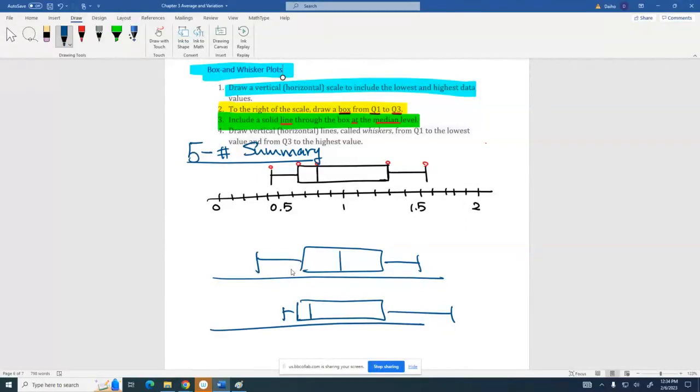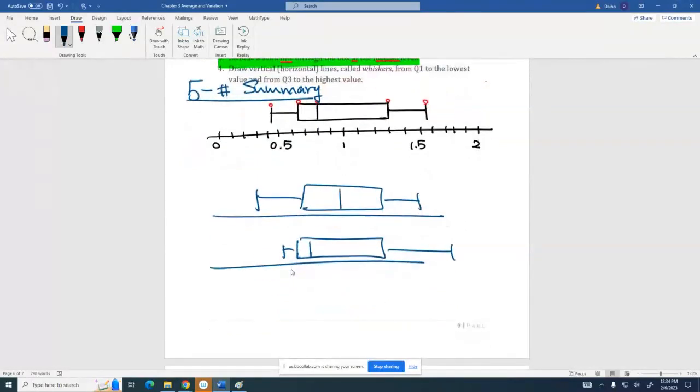where is the longer tail? To the right. How about the left one? Can you see that? Right? Yeah. So again, from the box and whisker, we can describe the distribution. We can visualize the distribution too. So in chapters 2 and 3, we organize the data, visualize the distribution, and describe and interpret the data.